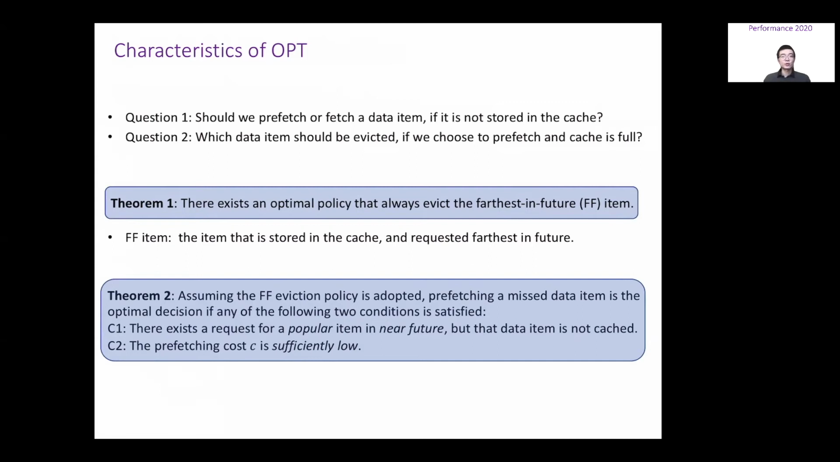And C2 says that the prefetching cost is low enough. In the paper, we give concrete mathematical descriptions for the popular item, the near future, and the concept of sufficiently low. But here, we need to notice that in order to check whether these two conditions are satisfied, we only need near future information. This is very helpful for us to design efficient and effective approximation policies.